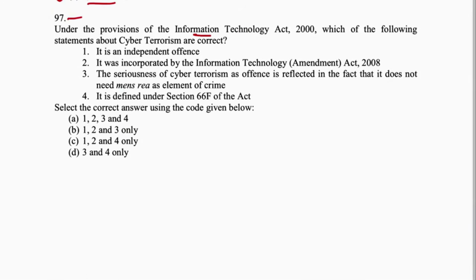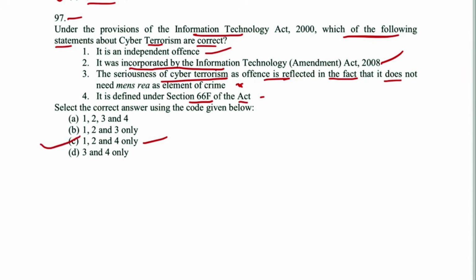Next, 97. Under the provision of IT Act, which of the following statement about cyber terrorism are correct? It is an independent offense. Yes, it was incorporated by the IT Amendment Act of 2008. Yes, it is correct. The seriousness of cyber terrorism as offense is reflected in the fact that it does not need mens rea as element of crime. No, it is wrong. It is defined under section 66F of the Act. It is correct. So 1 to 4 only. C is the answer.